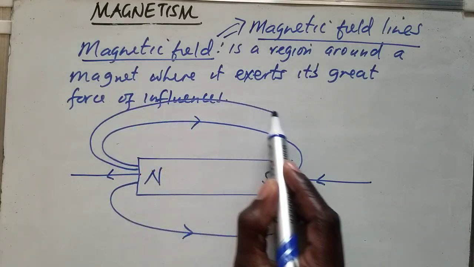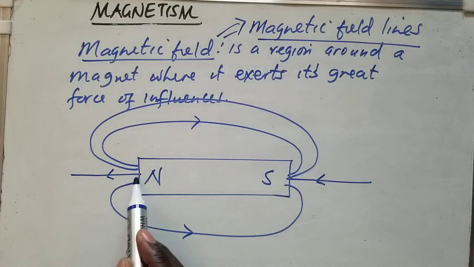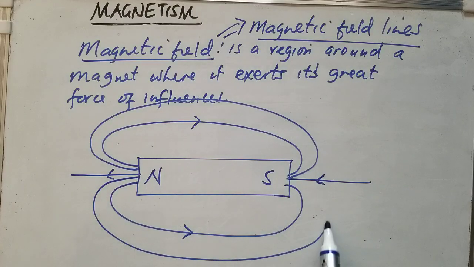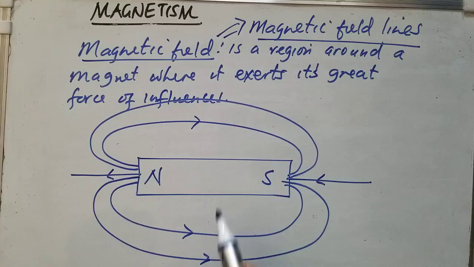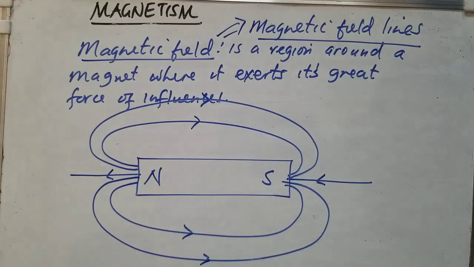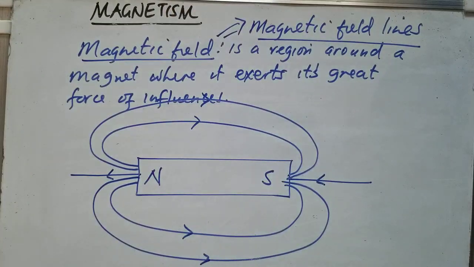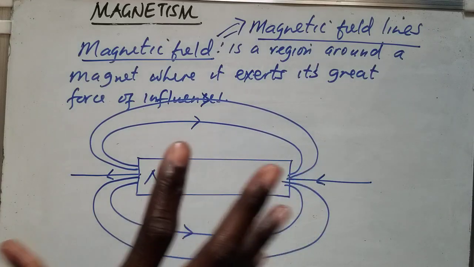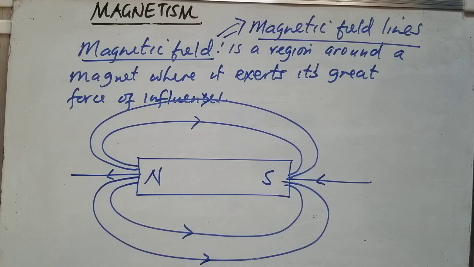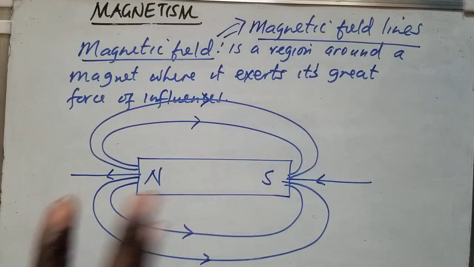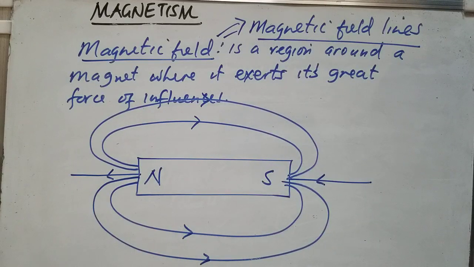Again, as you are drawing them, the magnetic field lines do not cross each other. Also, the number of field lines that you have up there should be equal to the number of field lines that you have down there. That is the basic idea that you need to remember when it comes to the magnetic field around a magnet.